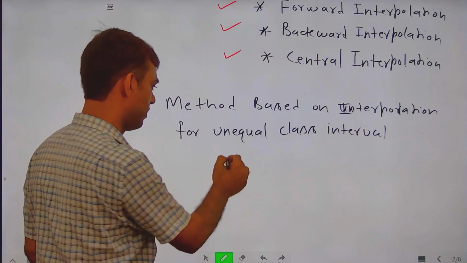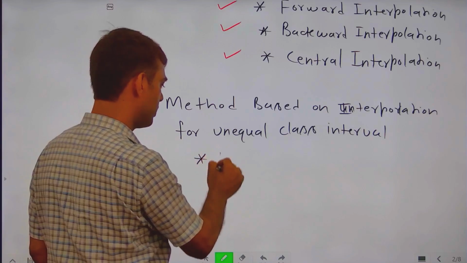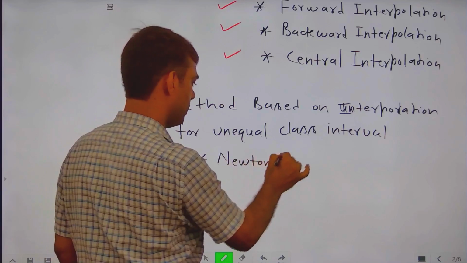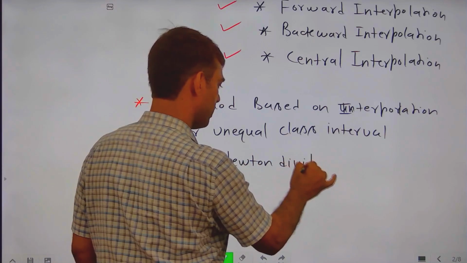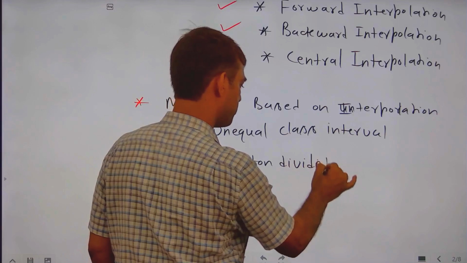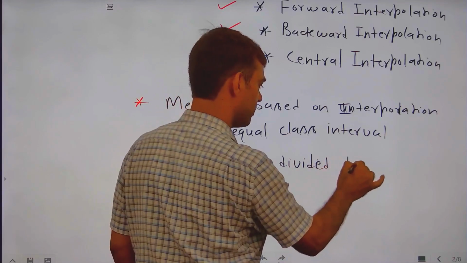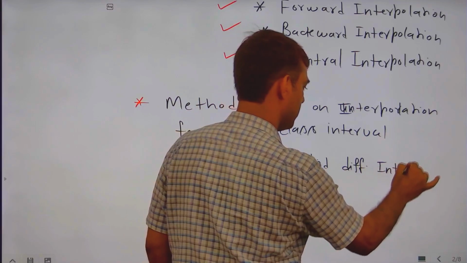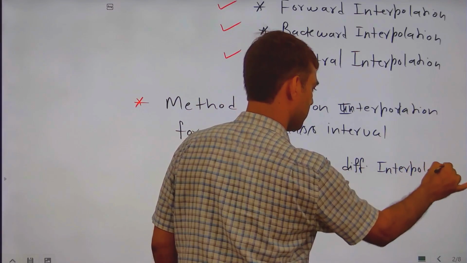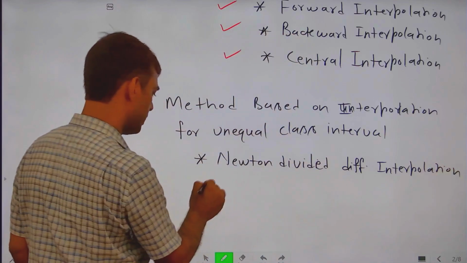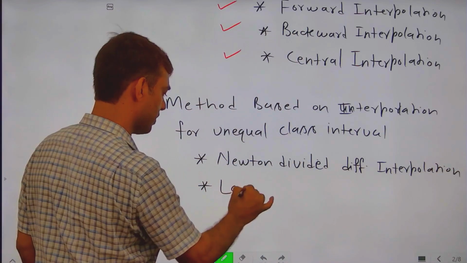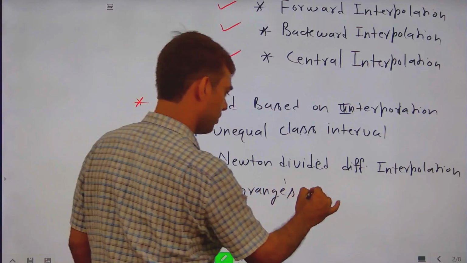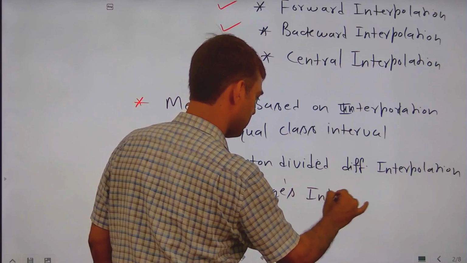First one is the Newton divided difference interpolation formula. And the next one is Lagrange's interpolation formula.